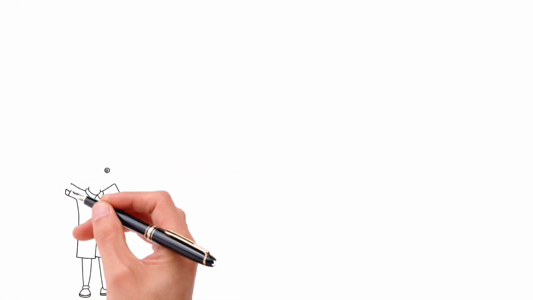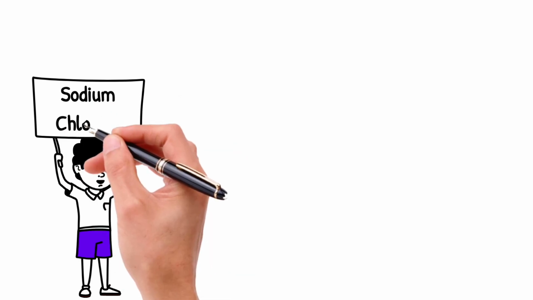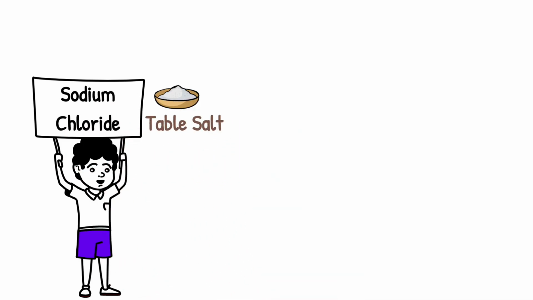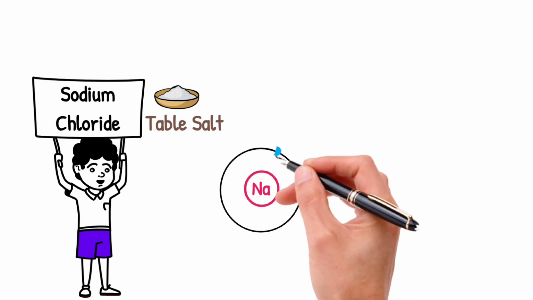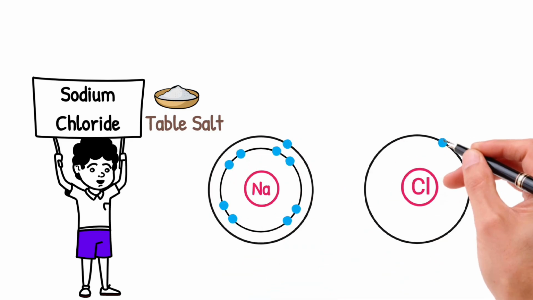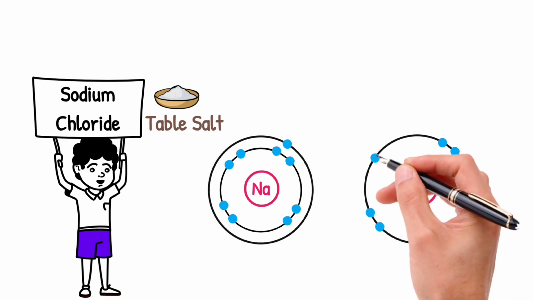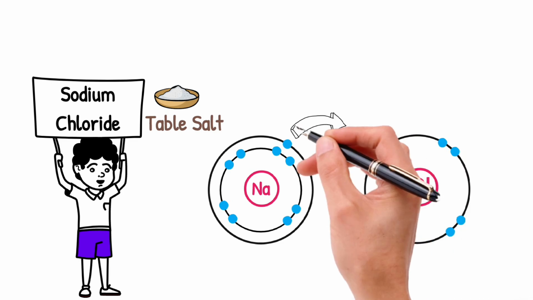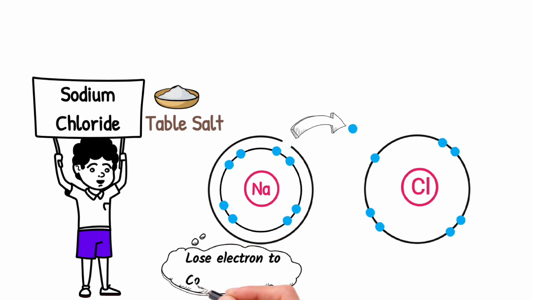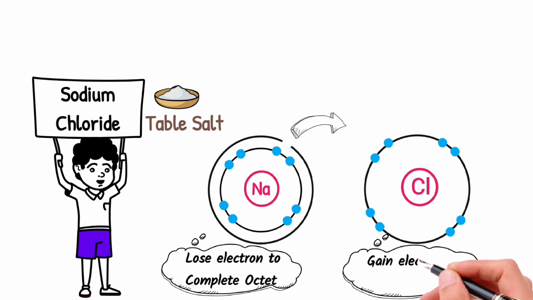Let's take an example of sodium chloride, which is also known as table salt. To understand the concept of ionic bond, sodium is a metal and has 1 electron in its outermost shell, while chlorine is a non-metal and has 7 electrons in its outermost shell. This means that sodium wants to get rid of that 1 electron to have a complete octet, because after losing the electron, the second shell becomes the valence shell. While chlorine wants to gain 1 electron to complete its octet.